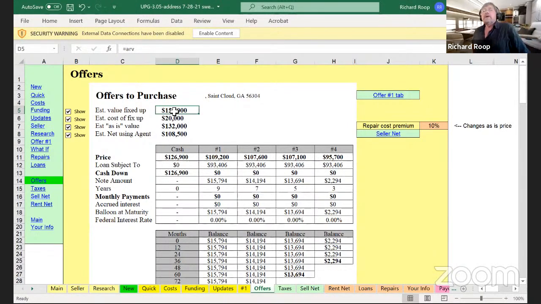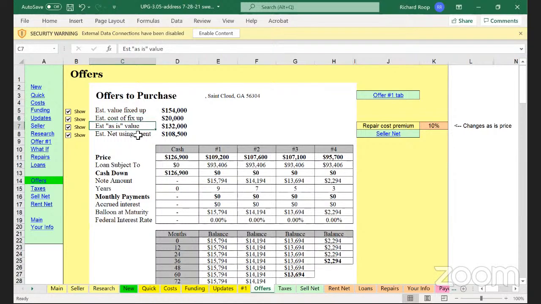This scenario right now is you spending 20,000 fixing up to make it worth 154. Right, fixed up price 154, and then you're saying lease it out after that? No.